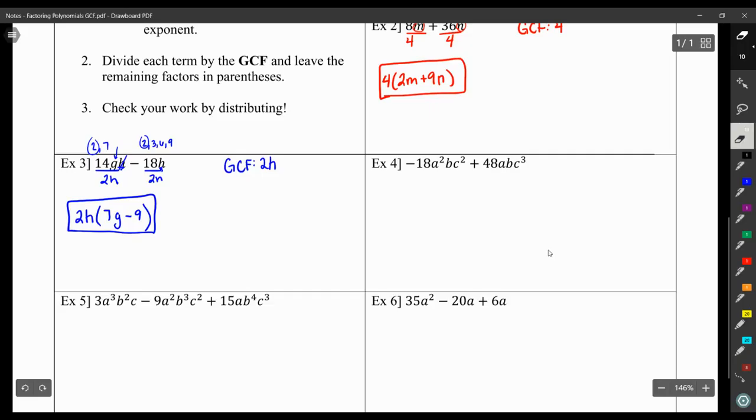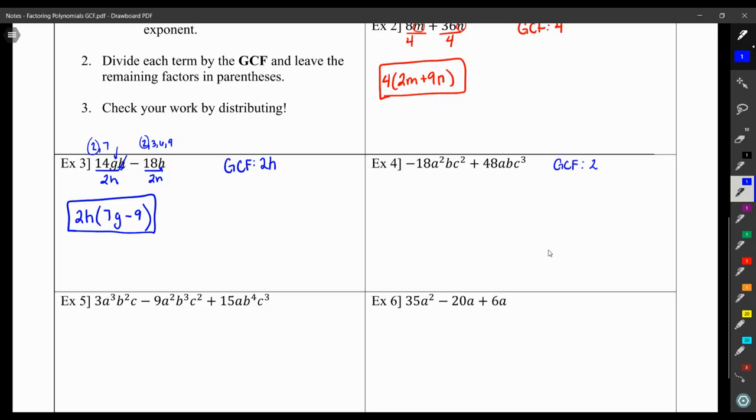We have negative 18a squared b c squared plus 48a b c to the third. So there's a lot going on here. So let's just focus on the numbers. So negative 18 and 48. Probably from first thought, you see a 2. So 18 and 48, I know I can divide by 2. I'm going to show you what happens if you don't take out the highest number possible first. So I know there's a 2. A squared, b, c squared.